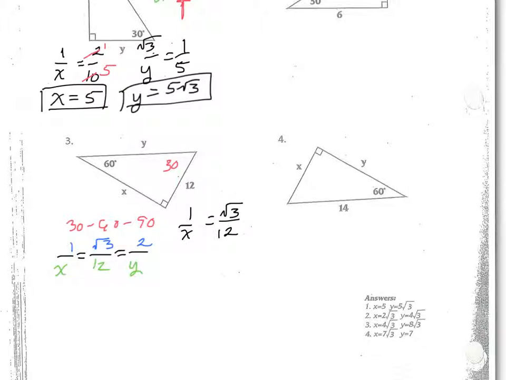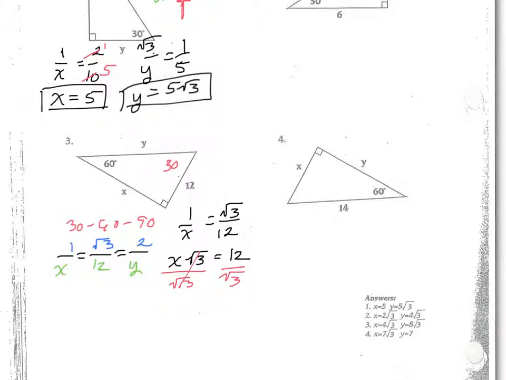How come I cannot reduce radical 3 and 12? You have one number under a radical and one number outside the radical. They cannot communicate with each other, so therefore you cannot simplify them. So we are stuck with cross multiplying. X times radical 3 is equal to 1 times 12. And then I want to solve for x, so what do I do? Divide by radical 3.